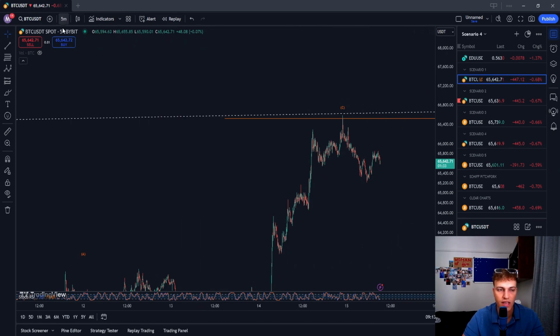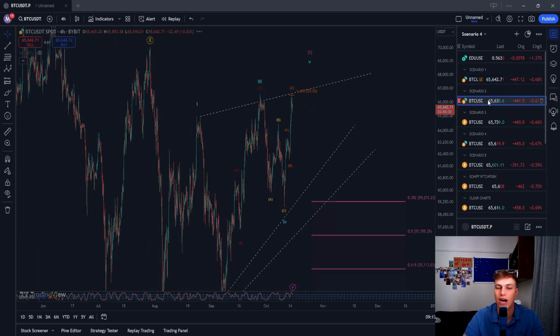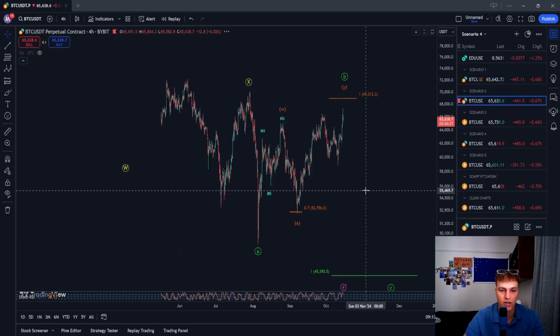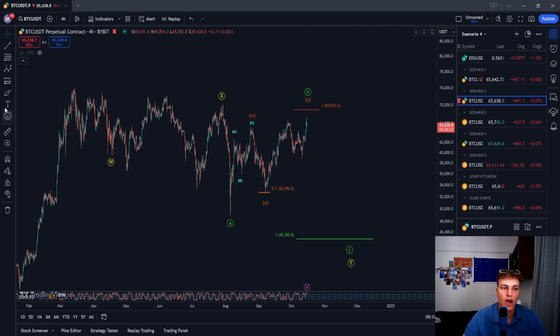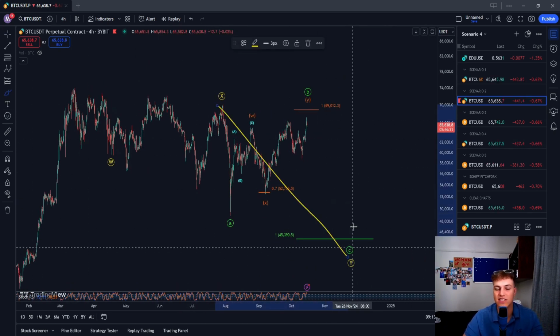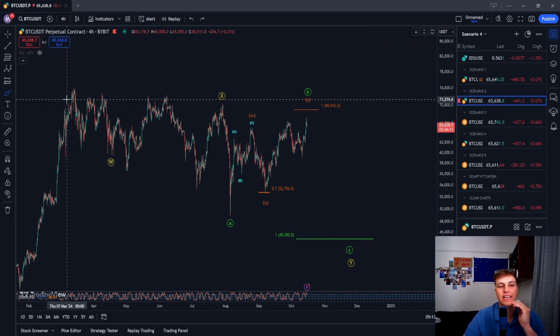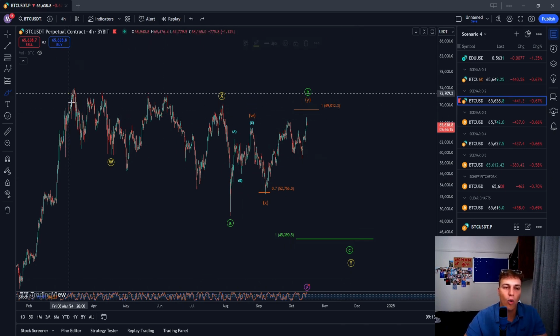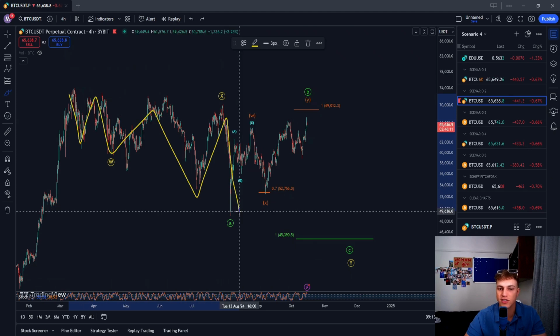Then if we go back to the 4 hourly time frame and then to our second scenario, this is our second scenario on the chart, a WXY where the wave Y is still being completed. So if we think about it logically, all the moves in a WXY are 3 wave structures.